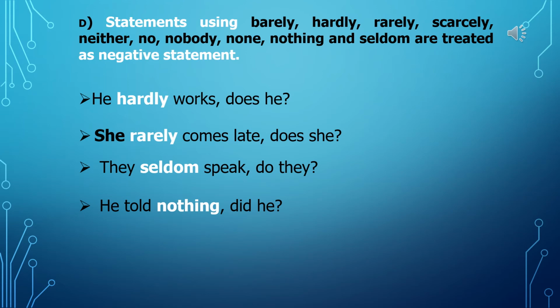She rarely comes late. Here the word rarely tells us that it is a negative statement. So we have to change it into a positive question tag. So we should make it as does she? They seldom speak. The word seldom says that they most of the time don't speak. So we make it into a positive tag, saying, do they? He said nothing, which means that it is a negative statement. So we make it into a positive tag, saying, did he?